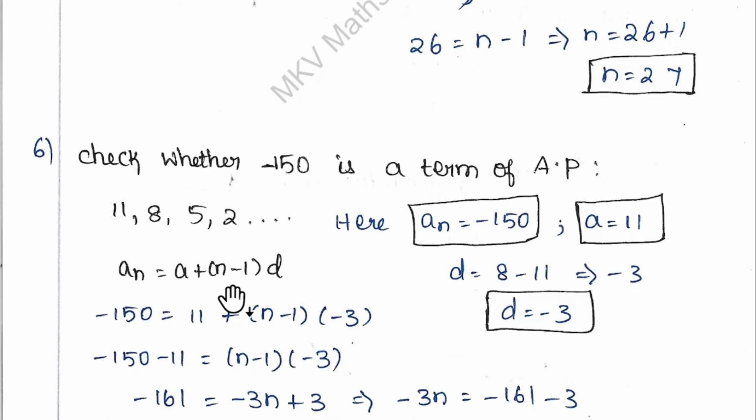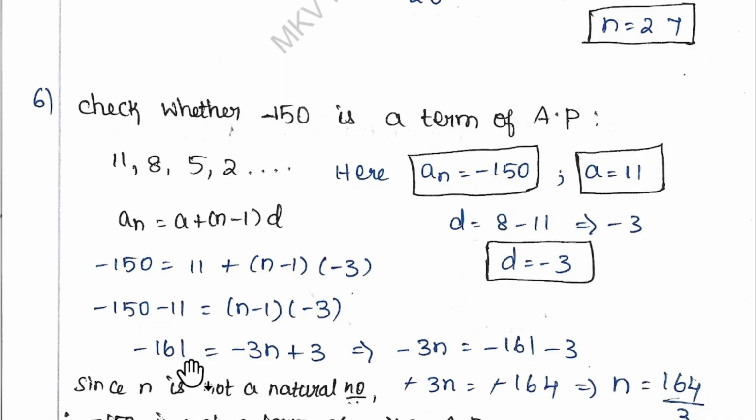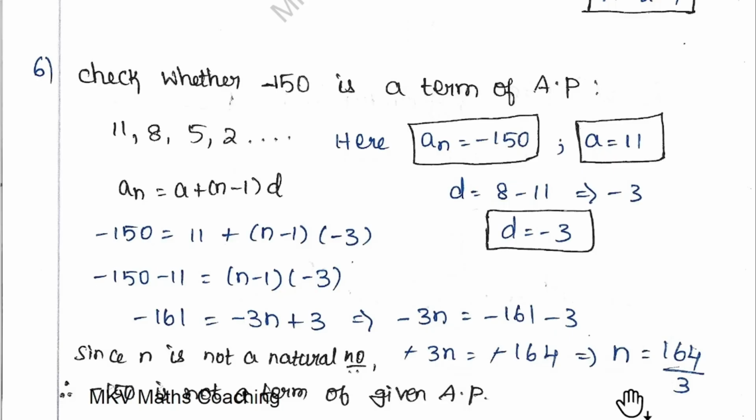An is equal to a plus n minus 1 into d, which is minus 150 equals 11 plus n minus 1 into minus 3. First step is to send this 11 to that side, it will be subtraction, so minus 161. I'm multiplying inside by minus 3, keeping the minus 3 on this side and sending this plus 3 to that side. I'll be getting a fractional value as n. Is it possible to get a fractional value of n? The third term, fourth term, fifth term, or number of terms is always a natural number. It never comes as a fraction. So we can say that minus 150 is not a term of this series.